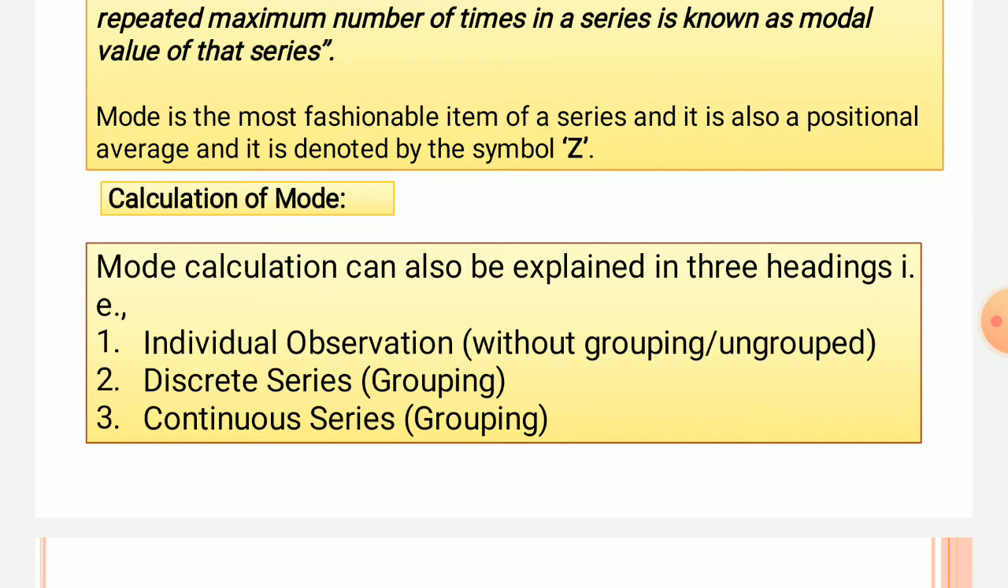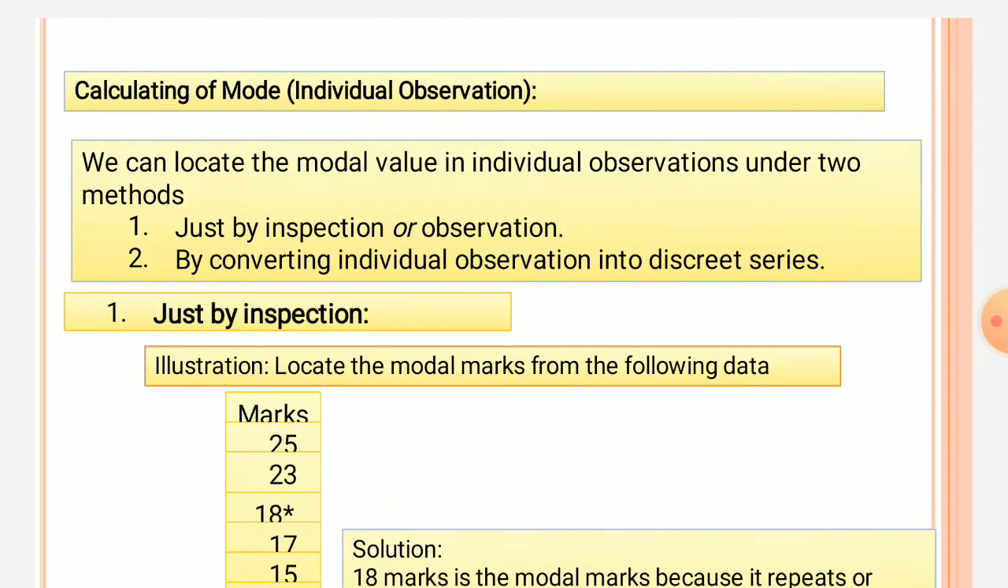Under individual observation, we can calculate the modal value under two methods. The first method is just by inspection, or just by observation, or by converting individual observation into discrete series.